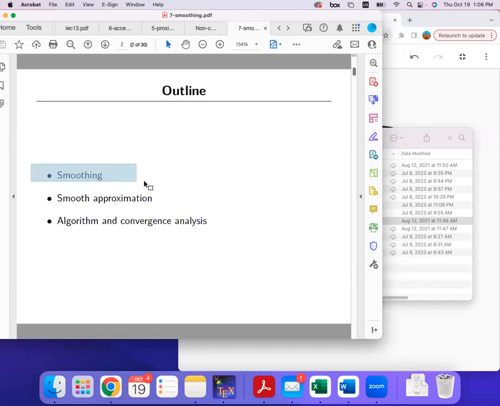We'll first talk about smoothing. What is the concept of smoothing? And then what are the technical tools we can use to build a smooth approximation? In the end, once we have a smooth approximation, how can we solve that? What algorithms can we apply, and what are the convergence guarantees we can have?